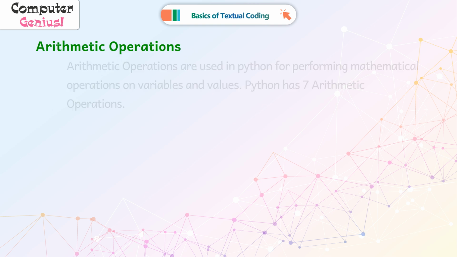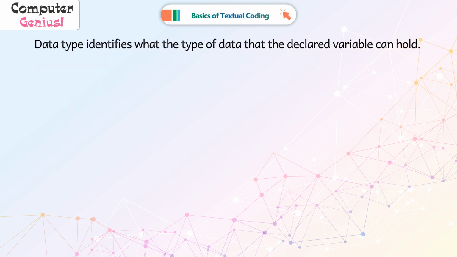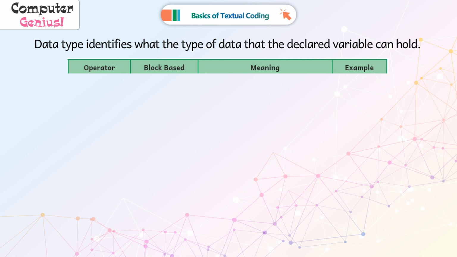Arithmetic operations. Arithmetic operations are used in Python for performing mathematical operations on variables and values. Python has 7 arithmetic operations. Data type identifies what type of data the declared variable can hold.